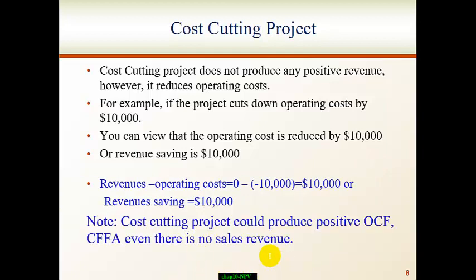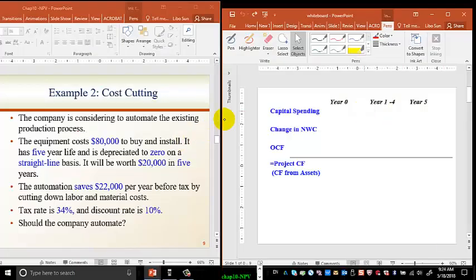Later on, we will notice, even if we do not affect sales revenue directly, cost cutting could have positive operating cash flow. Let's take a look at this cost cutting example. The machine costs $80,000 to buy and install. The machine has a 5-year life. It's depreciated all the way to 0 over 5 years. It's going to be worth $20,000 in the end.